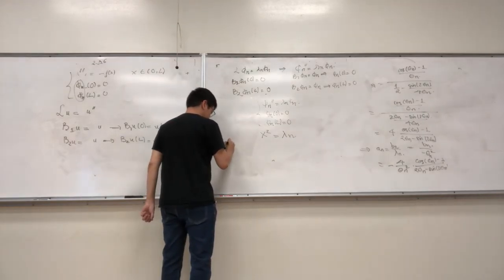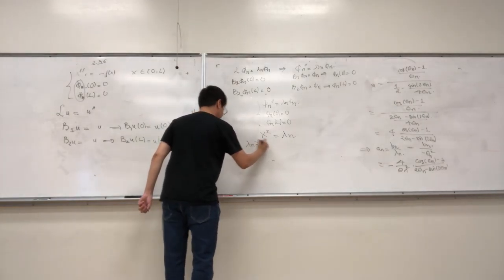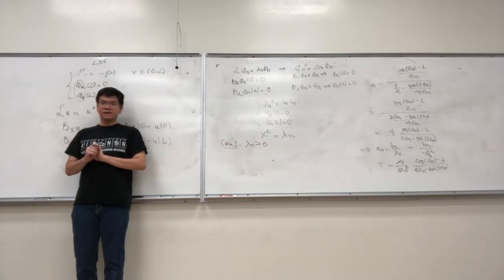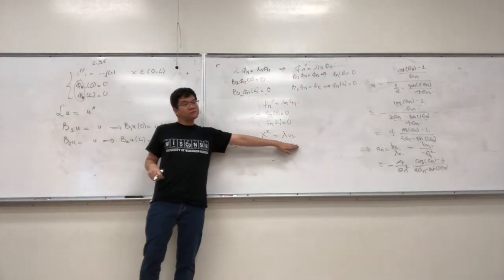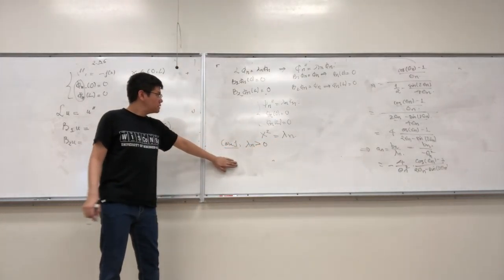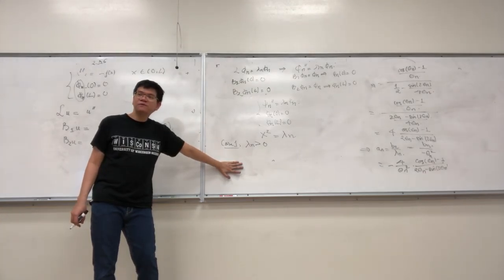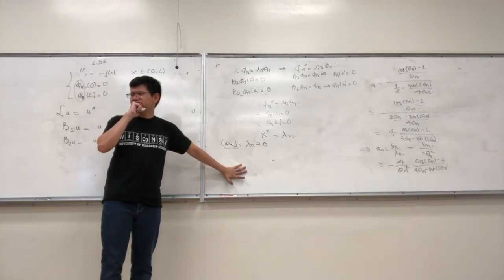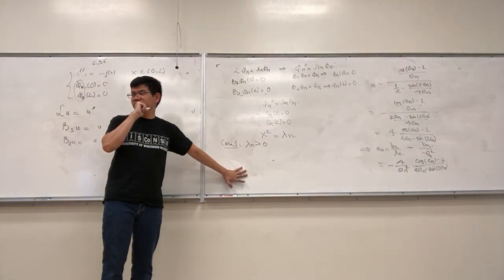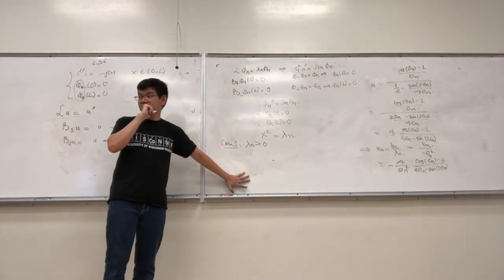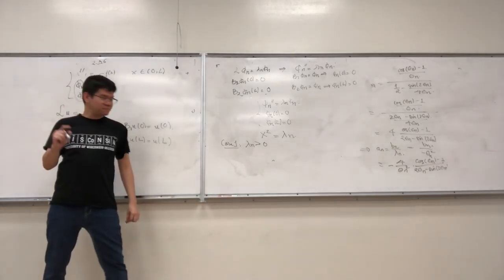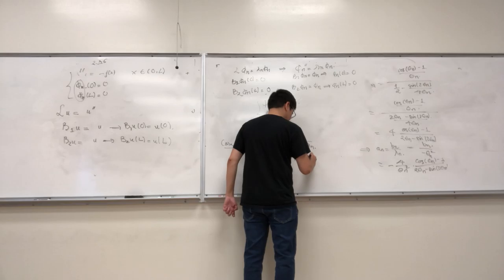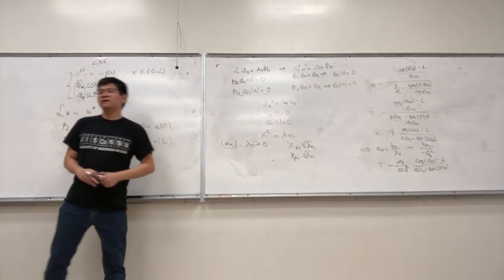Case number one, lambda n is positive. The characteristic equation is always x squared is lambda n. Case number one, lambda n is strictly positive. What happens when lambda n is strictly positive? The two roots: x is equal to positive square root of lambda n and negative square root of lambda n. So you're going to have two solutions. The first one is square root of lambda n, and the second one is minus square root of lambda n.